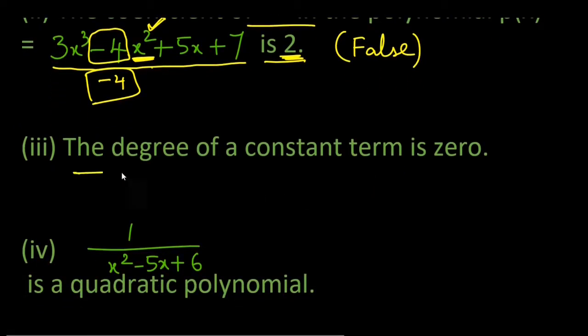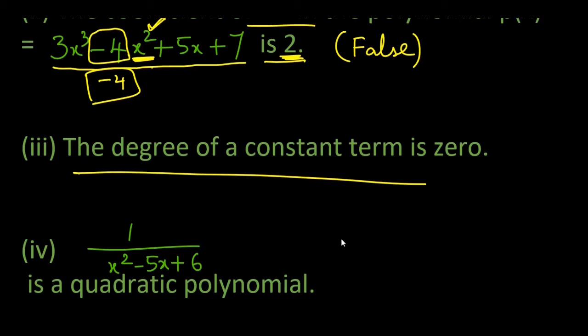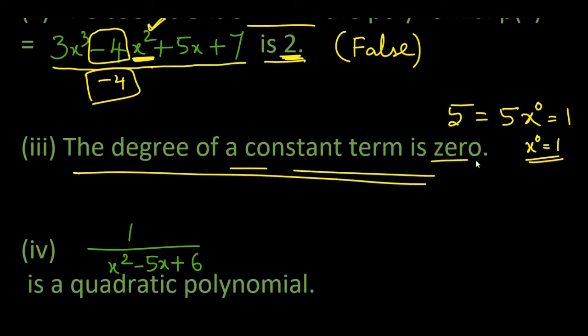The degree of a constant term is 0. So any constant term, say 5, can be written as 5 times x power 0, where x is the variable. x power 0 is equal to 1. So the degree of a constant term is 0. This is true.